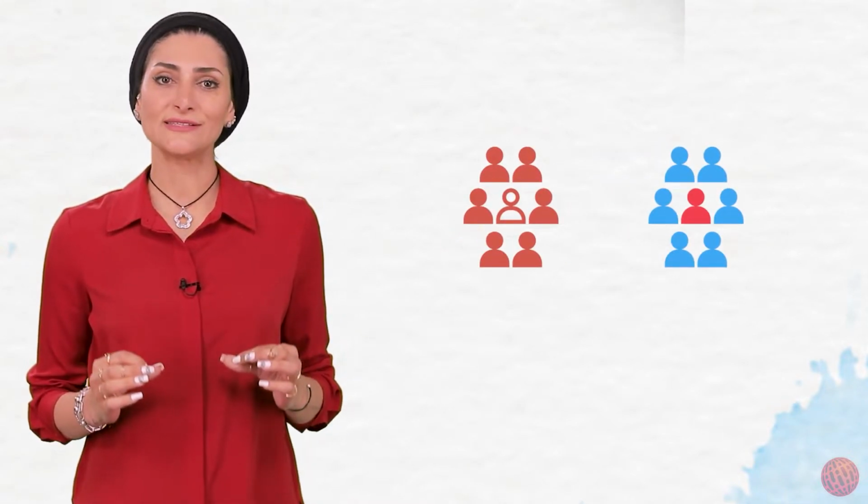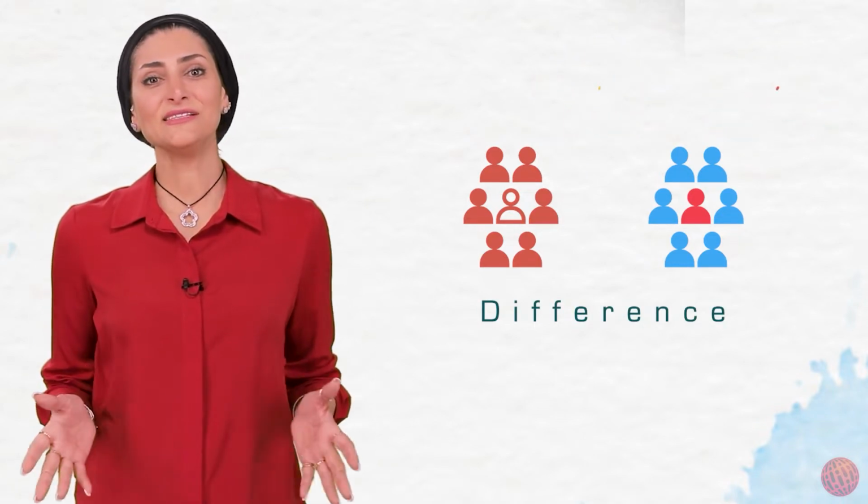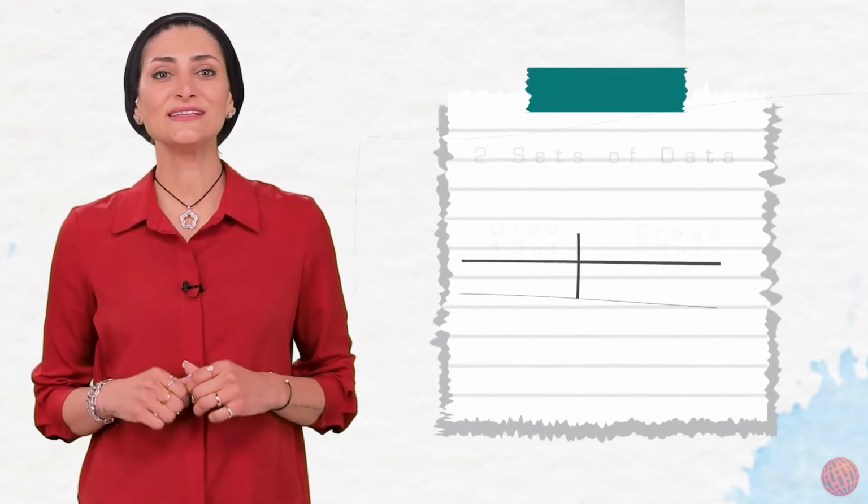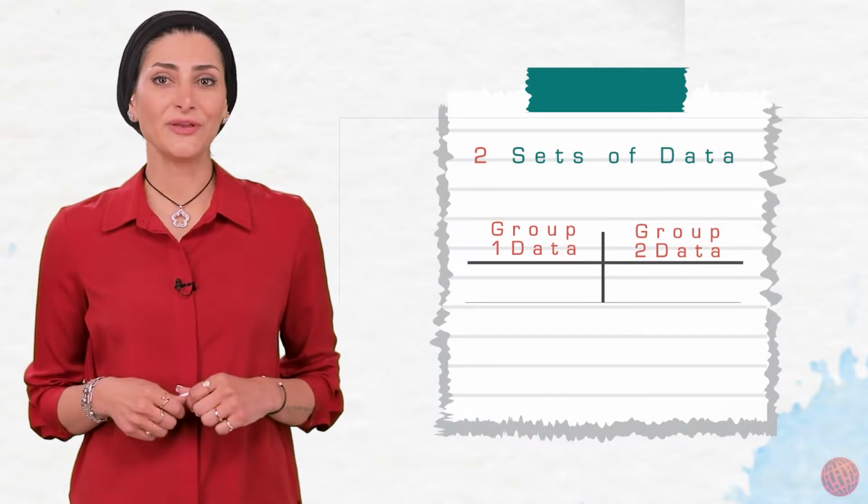In some experiments, you may want to test two different groups to see if there is a difference between them. This means that you will collect two sets of data. One way of doing so is by conducting the t-test.